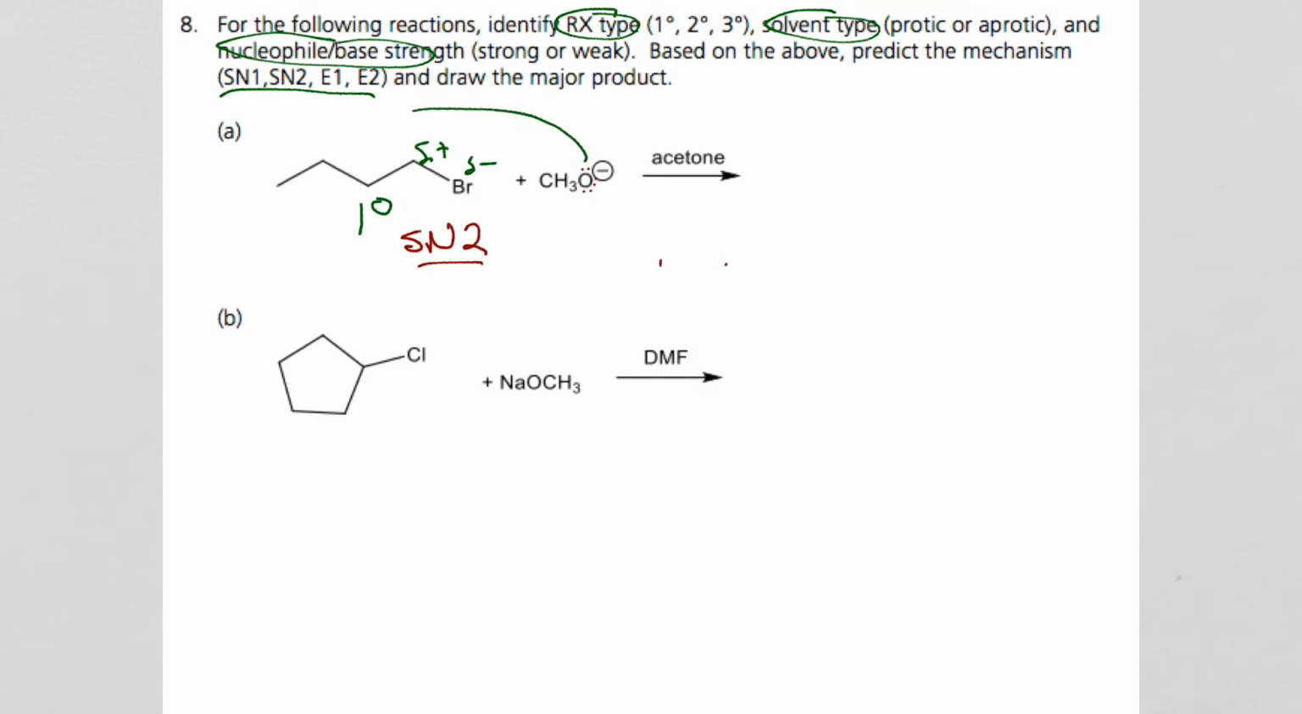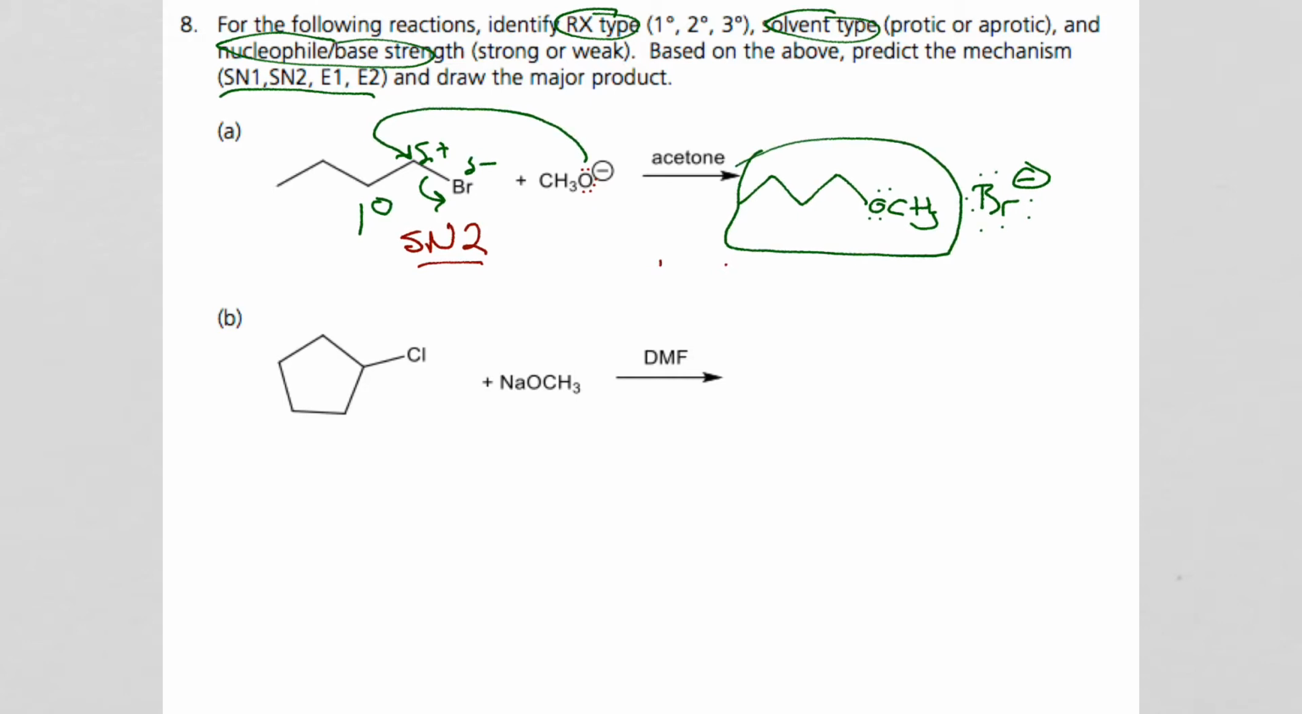So drawing the mechanism for this reaction, recall that we have a delta positive, delta negative. This is our nucleophile. Bromine is our leaving group. So there is our product. You'd also see Br minus as a product, but usually when they say draw the product of this reaction, they just mean draw the major organic product, which is this ether right here.